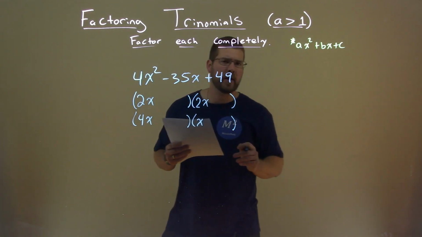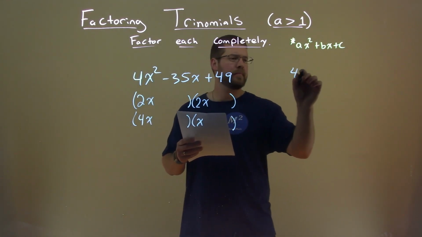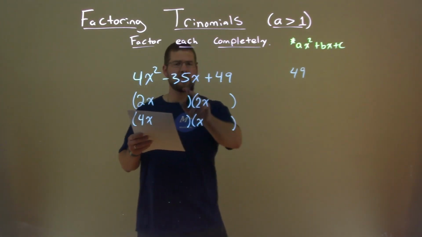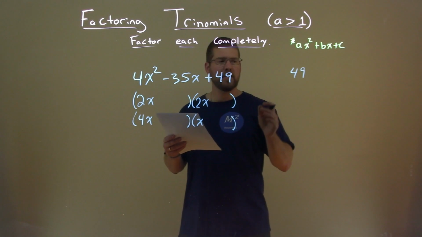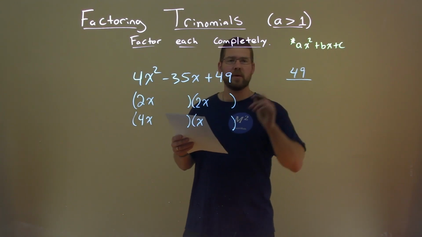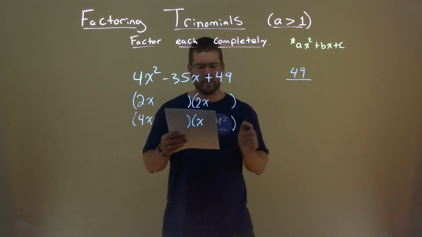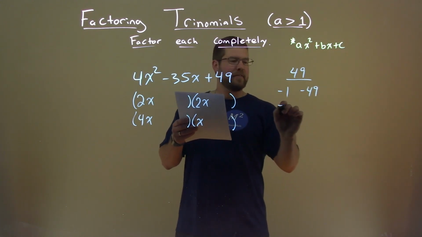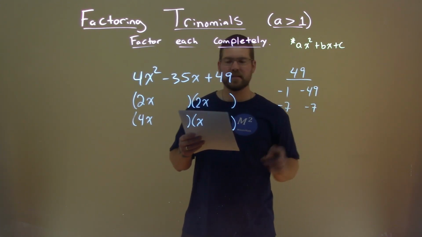We have to look at 49, our C value. All right? So our C value is a positive 49. But since our B value is negative, we know that both of these numbers that multiply to be 49 will have to be negative. So it's either negative 1 and negative 49, or negative 7 and negative 7.